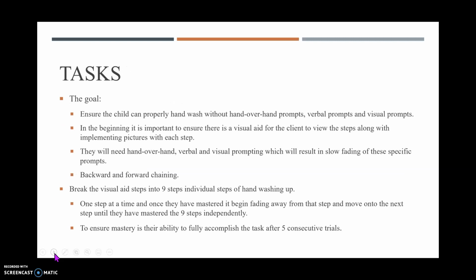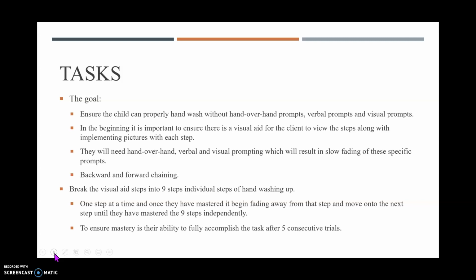Tasks. What is the goal? Ensure the child can properly hand wash without hand-over-hand prompts, verbal prompts, and visual prompts. In the beginning, it is important to ensure there is a visual aid for the client to view the steps, along with implementing pictures with each step. They will need hand-over-hand, verbal, and visual prompting, which will result in slow fading of these specific prompts. Backward and forward chaining will also be facilitated.